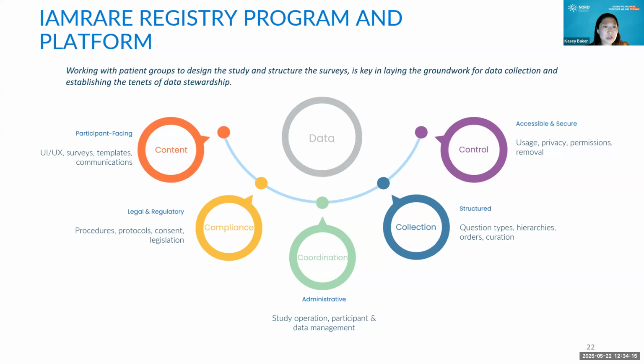So collection in general, so this is kind of your structure, your question types. Is it multi-select? Is it single select? Is this a question that maybe would benefit from some of that patient's own words type of answers? The hierarchy, so branching logic, having surveys in different orders.